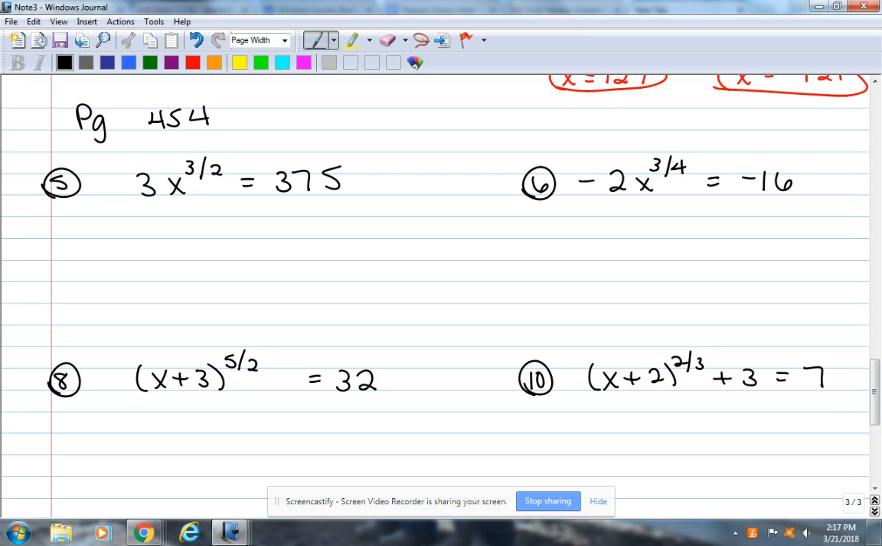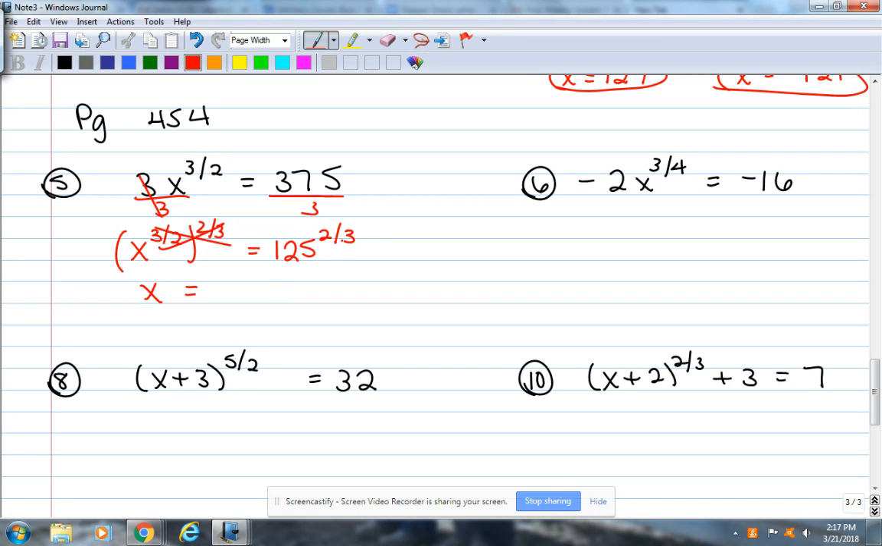All right, let's go over them. Number 5. What do you think we do first on number 5? Good. Divide by 3 everywhere. So that gets you x to the 3 over 2 power equals what's 375 divided by 3? 125. All right. So how do I get rid of a 3 over 2 power? I raise it to the what? 2/3. And I raise both sides to the 2/3, right? So those cancel and leave me with x by myself.